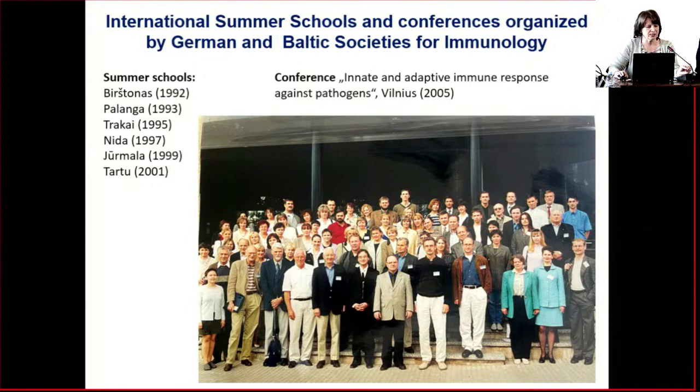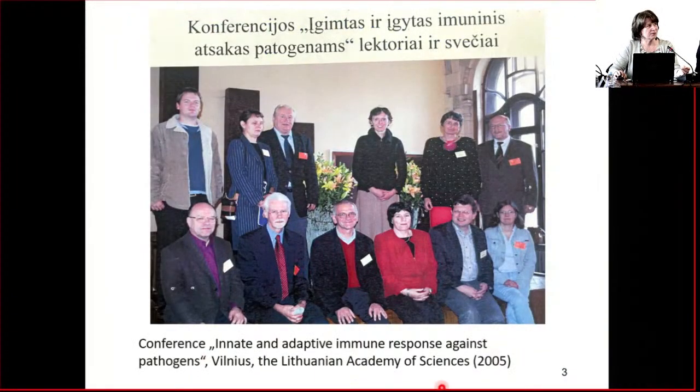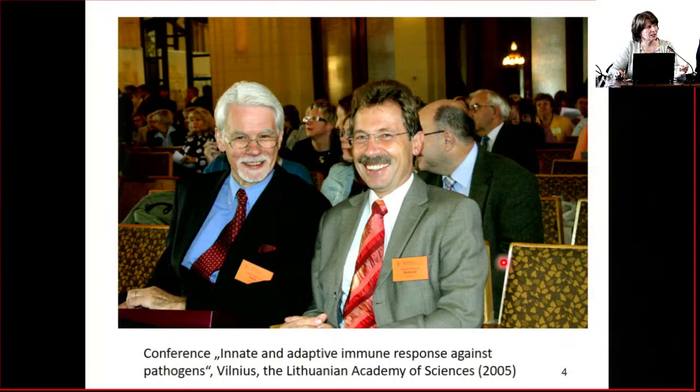And here they are listed, these schools starting from 1992: Palanga, Trakai, Nida, and here is a picture, I guess, from Tartu, from 2001, because Raivo Uibo is in the center, and he was at that time the president of the Estonian Society for Immunology. And here are some pictures from conferences and schools organized together with the German Society for Immunology. Here is the conference organized in 2005 on innate and adaptive immunity. And here is another prominent German immunologist, Reinhold Schmidt, who also contributed a lot to our collaboration, and he unfortunately passed away last year.